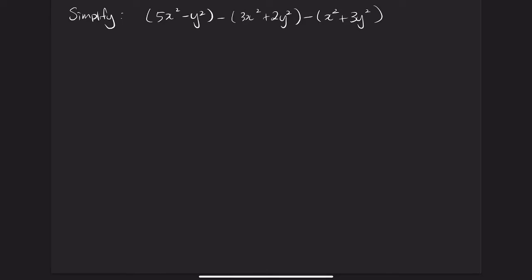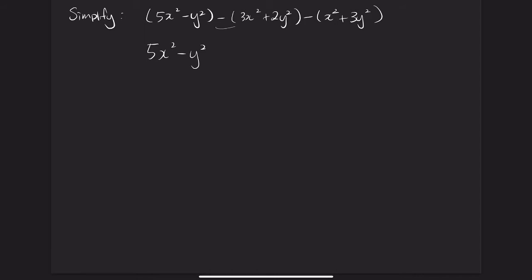All right, let's simplify this expression over here. I want to start off by taking everything out of the brackets. So the first set of brackets just becomes 5x² − y². And then we have a minus sign over here.